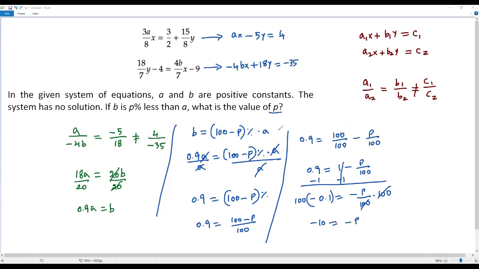Our aim is to get the value of p. So here we have negative p. To get rid of this negative sign, we can multiply both sides of this equation by negative 1. When I multiply negative 10 by negative 1, I'm getting 10. When I multiply this negative p by negative 1, I'm getting p. Okay, here I got the value of p. Its value is 10.